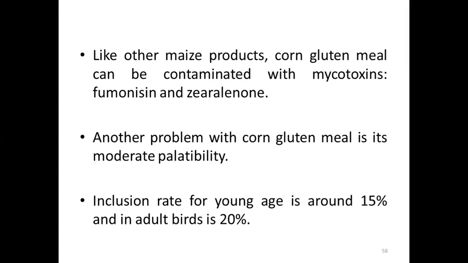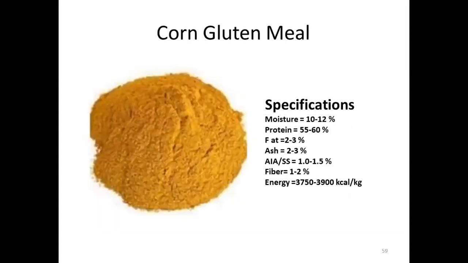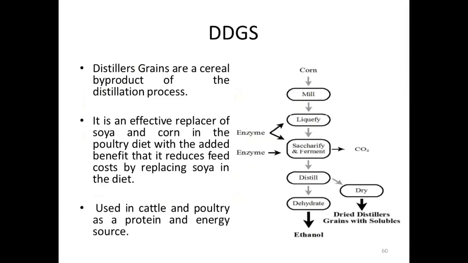Inclusion rate for young age is around 15%, and in adults it is up to 20%. And it is a good source of protein, 55 to 60% protein, with energy also 3,750 to 3,900 kilocalorie per kg. Another product is DDGS, distillers dried grains with solubles. DDGS are a cereal byproduct of the distillation process.